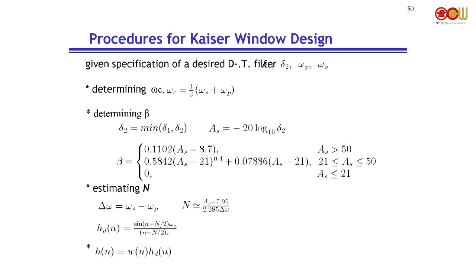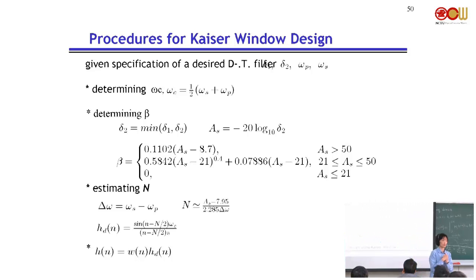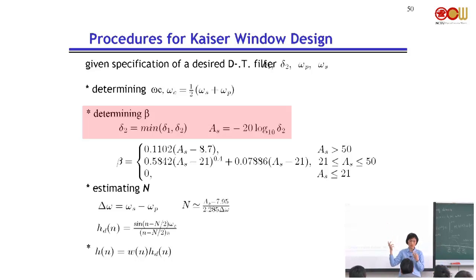All right, so that's the procedure for Kaiser window design. First we still have the ideal low-pass filter cutoff frequency to determine, right? This cutoff frequency, we can take it as the midpoint between the passband edge and the stop band edge. And then we determine beta, the window shape, using the stop band ripple size, delta 2. Delta 2 will be taken as the minimum of delta 1 and delta 2. For a given specification, we have delta 1 and delta 2, right? But in window design, delta 1 is similar to delta 2, so we take the minimum of the two.